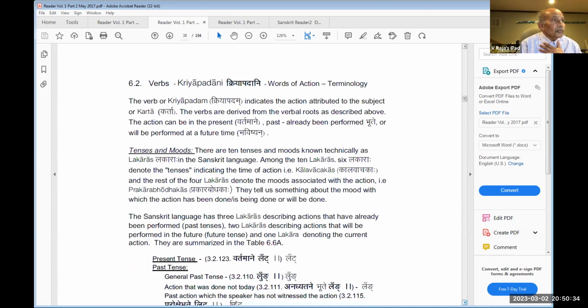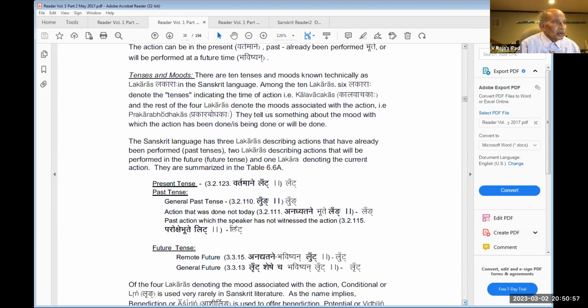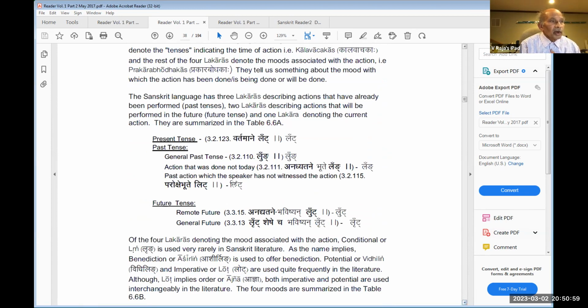Now, the verbs. And you will see, yes, Usha, you said Kriya Padam. I've used the words of action, Kriya Padani. Pada is neuter, Padani, neuter, Bahuvachanam. And why it is called Lakara is, of the 10 types of Lakaras, everything starts with a La.